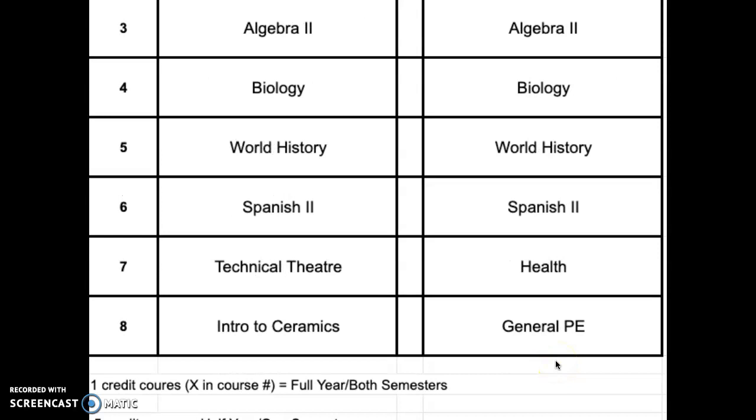They also must select electives. So you'll notice that 5 credits are taken up by their RPE and their 4 core classes. They've chosen Spanish, and that's a full year class, so it's first and second semester. And it looks like they've added 4 semesters of other electives. So the first semester class is technical theater, and then health, general PE, and ceramics.